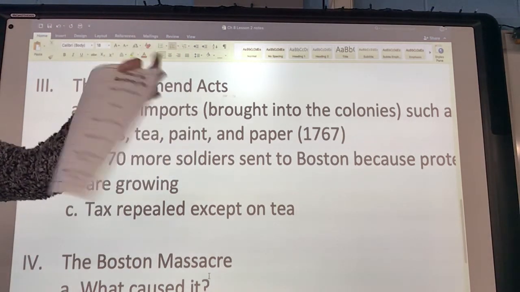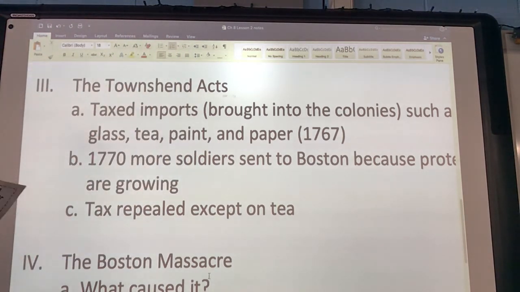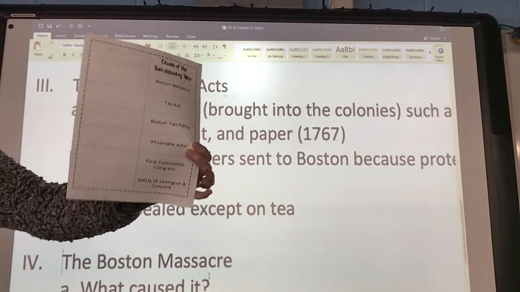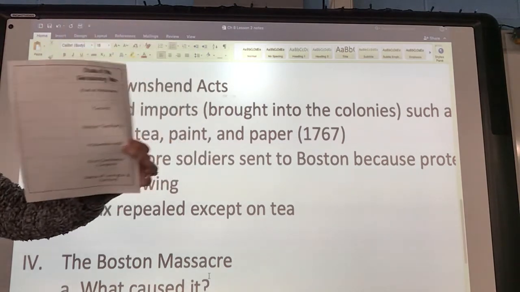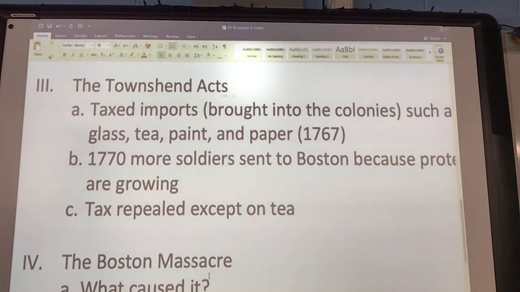Okay, so the cause of the Revolutionary War. So we did the Stamp Act, Sons of Liberty. At the bottom is the Townshend Act. So you would just put in there 1767 and that it taxed imported goods. Okay, this is kind of a quick reference sheet. I would keep that in the folder. It's a quick reference of the important things that happened, and the order that they happened before we get to the war. So that's what that is.